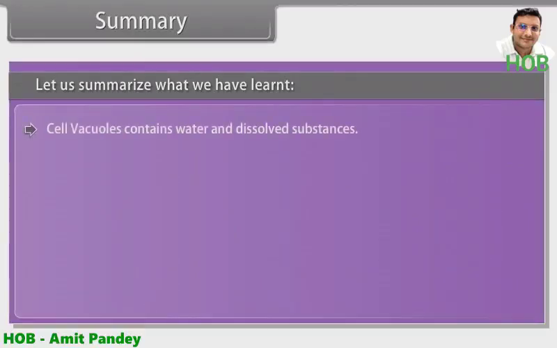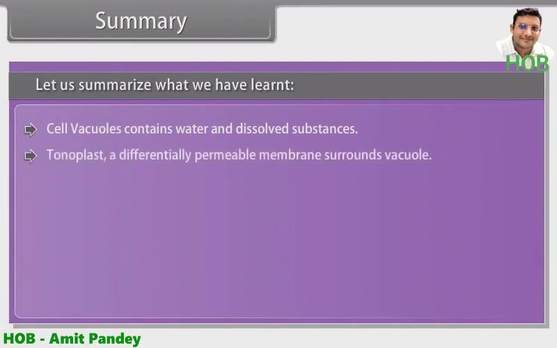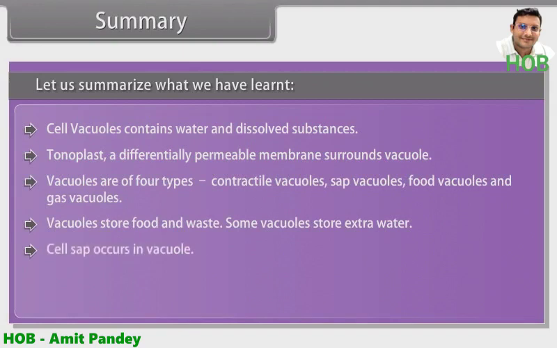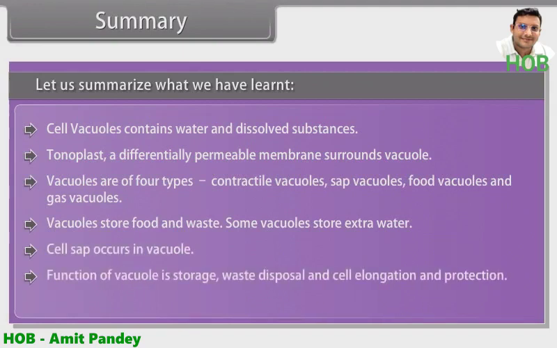Cell vacuoles contain water and dissolved substances. Tonoplast, a differentially permeable membrane, surrounds the vacuole. Vacuoles are of four types: contractile vacuoles, sap vacuoles, food vacuoles, and gas vacuoles. Vacuoles store food and waste. Some vacuoles store extra water. Cell sap occurs in the vacuole. Function of the vacuole is storage, waste disposal, and cell elongation and protection.